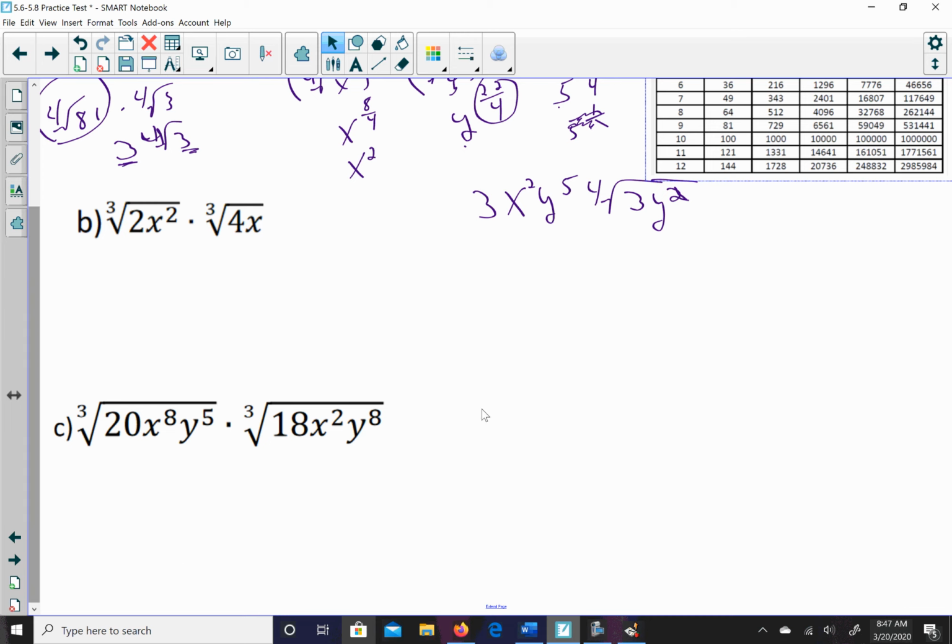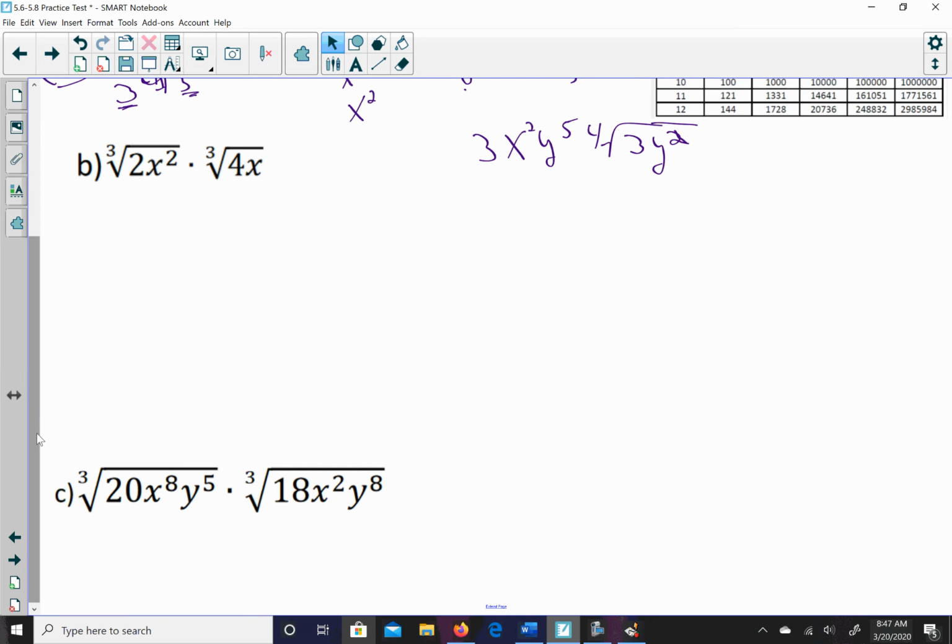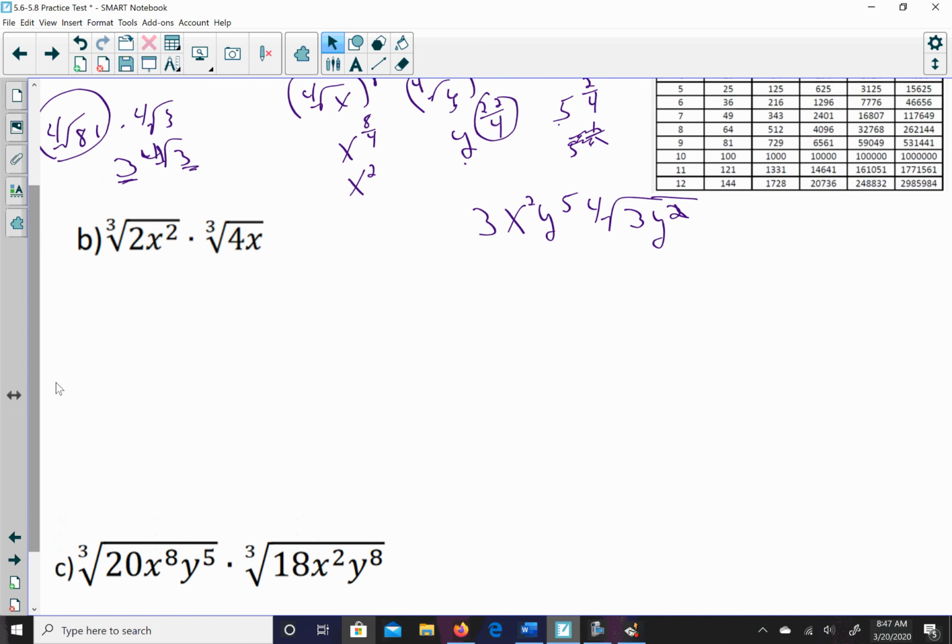So here we go. First we're going to multiply these two, and then we're going to simplify. In order to multiply, they have to have the same index, which they do. So this will be the cubed root, and then I'm going to multiply 2 times 4 and get 8, and x squared times x and get x to the 3rd. I'm going to separate this as a cubed root of 8, and then cubed root of x to the 3rd.